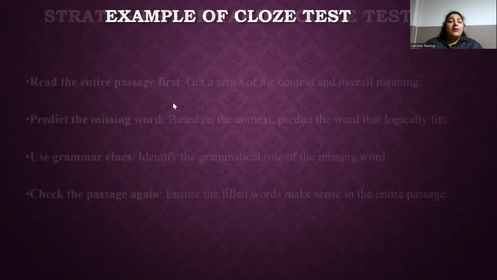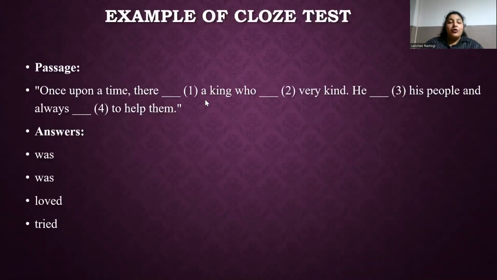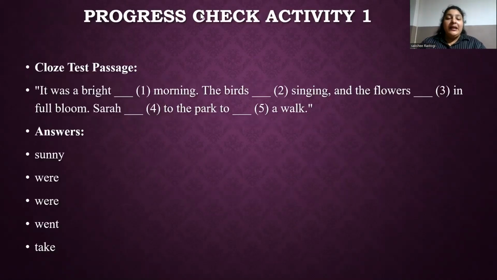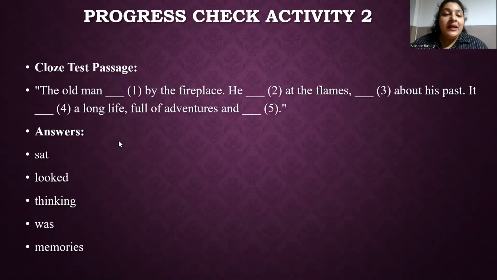So here are some different examples. You have to do it, and then you have to do the practice activity. This is the progress check activity, which you have to do, and you can understand how to do it. This is the second activity.